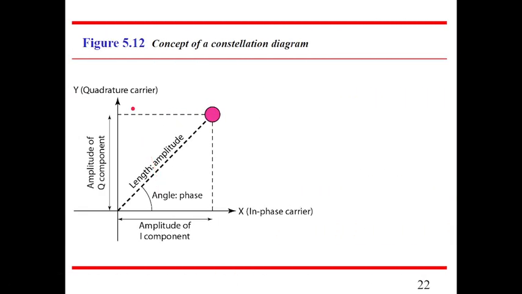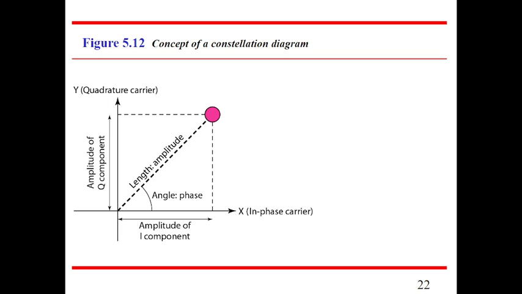This will be a constellation diagram. It basically looks like a simple graph. It has an x-axis and a y-axis. The x-axis represents the left bit and the y-axis represents the right bit. The length from zero, on either the positive or the negative side, represents the amplitude of the left bit. If the signal is in phase, we draw the amplitude on the right side. If the signal is out of phase or inverse phase, we draw the amplitude on the left side. So that is for the left bit.